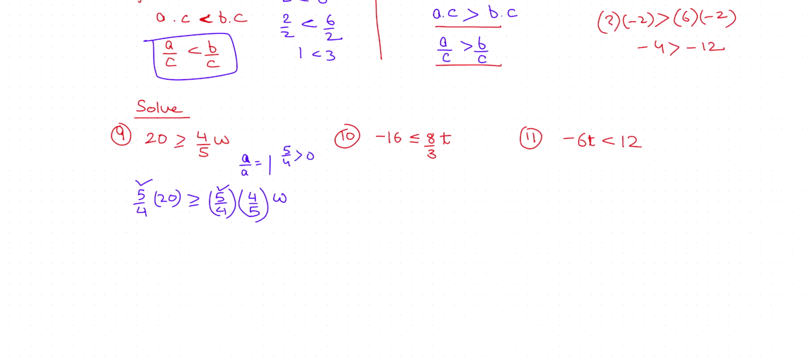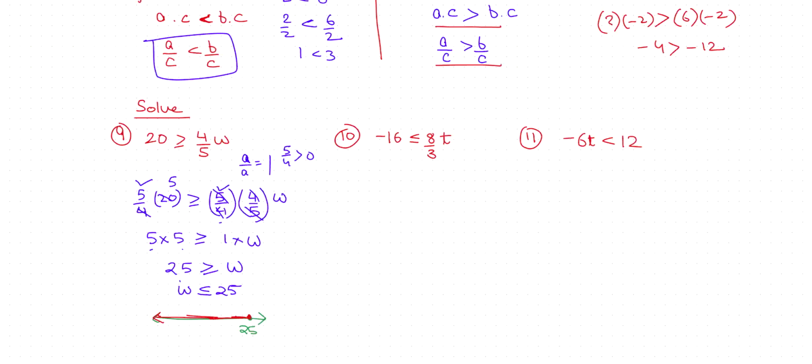Now we'll simplify this. As we multiply by 5 by 4 on both sides, when we simplify, this is 4, and this gives 5 times 5, 25. And this is equal to 1, 5 by 4 by 4. So 25 is greater than or equal to W, or W is less than or equal to 25. Let's graph this.